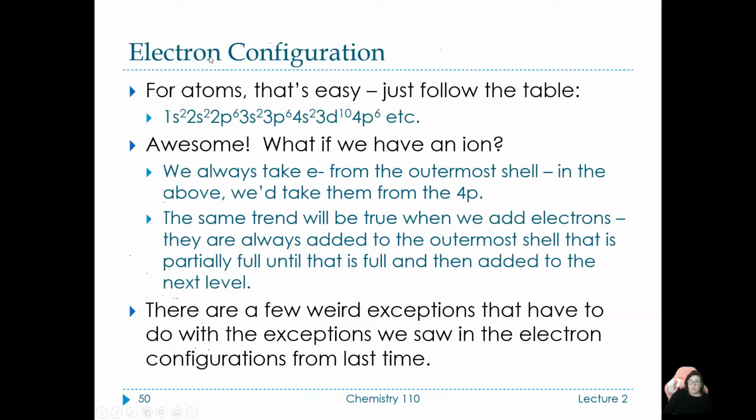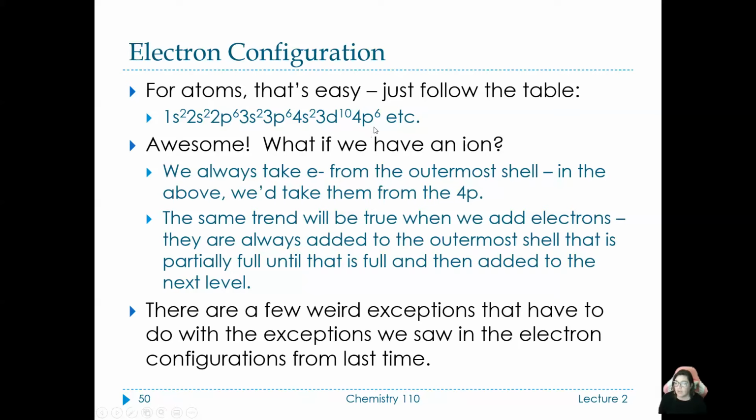Do we want to talk about electron configurations again? Oh, of course we do, because there's a slide on it. So for atoms, that's easy. We just follow the table, like we talked about before. What happens if I have an ion? Well, we always take the electron from the outermost shell. So if we're talking about this particular ion, 1s2, 2s2, 3d10, 4p6 is krypton. So that's a full shell for krypton. If we're going to make an ion out of that, we take it from the outermost shell, in the above, that's the 4p.